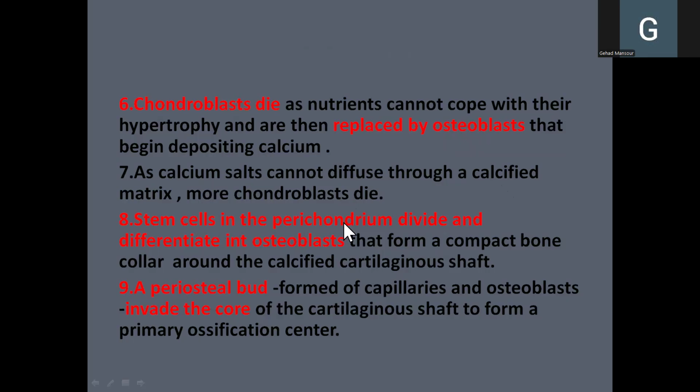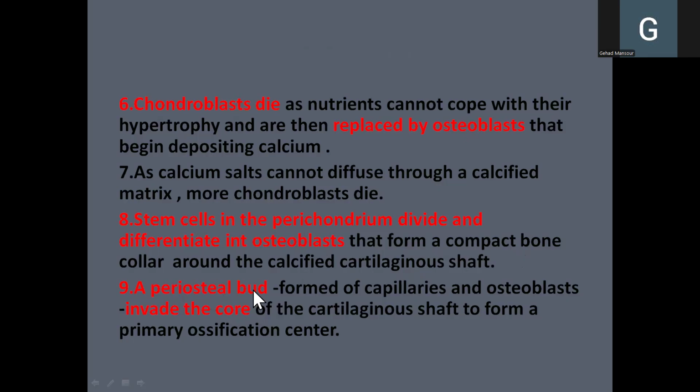Now we still have the perichondrium that is still fibrous, that is not converted into cartilage nor into bone, and it still contains stem cells. So some of the stem cells in the perichondrium become differentiated into osteoblasts. Those osteoblasts will be very important because they start laying down calcium and forming compact bone around the cartilaginous shaft.